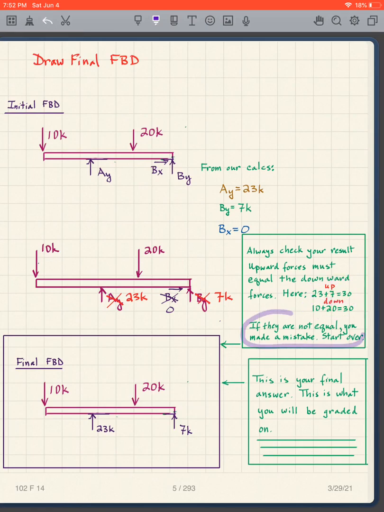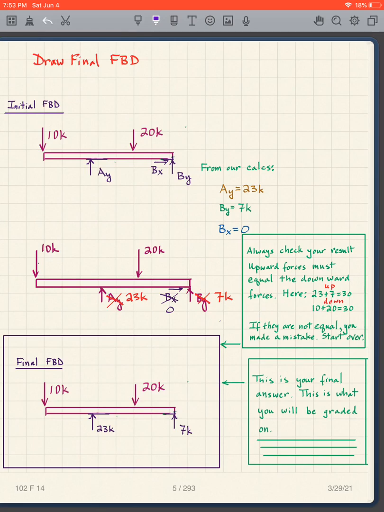What happens if they're not equal? I've got to start over. You made a mistake someplace. If up does not equal down, you made a mistake. So you must check your work at the end of this. Again, if you don't check it, I take points off. So you have to use the moment equation twice. You then have to check your work.